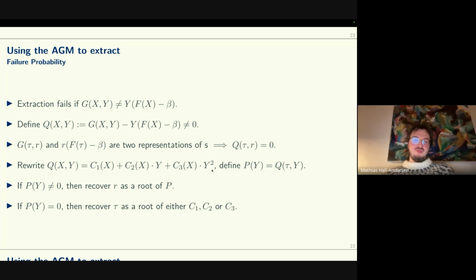Oh wait, no, sorry, that comes later. So now if it is 0, when I evaluate this polynomial, then this thing is 0, this thing is 0, this thing is 0, right? Because if p of y, this entire thing, is 0, then the only way that the entire thing could be 0 is if this is 0 and this is 0 and this is 0, right? So in that case, I can simply recover tau as a root of either C1 or C2 or C3, because at least one of them has to be non-zero.